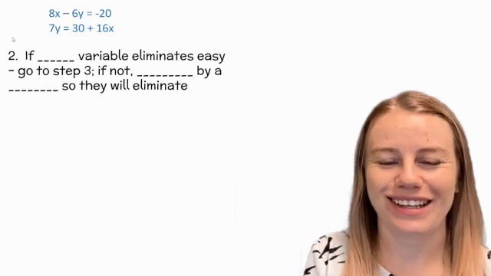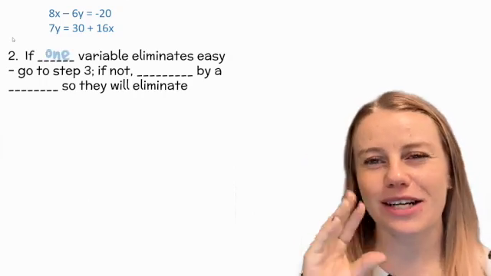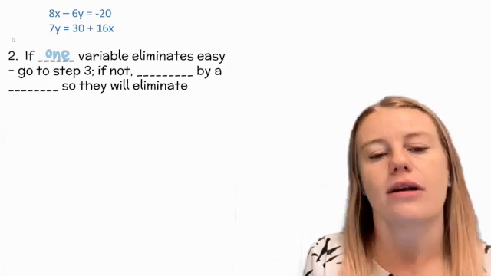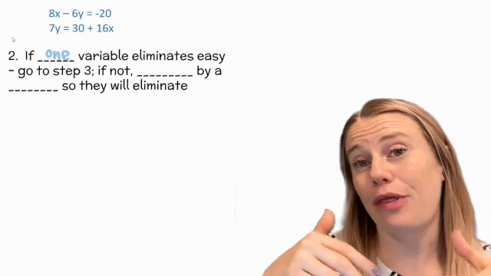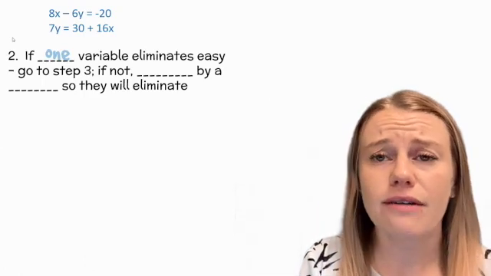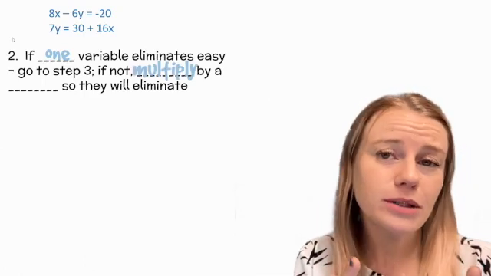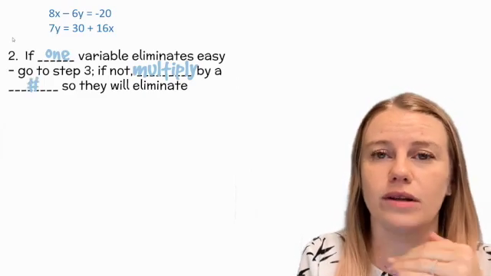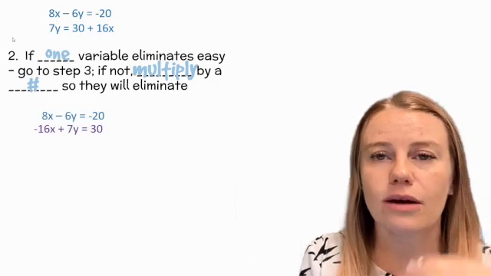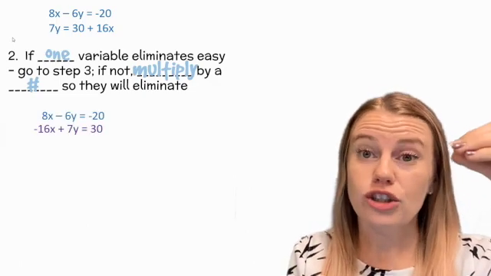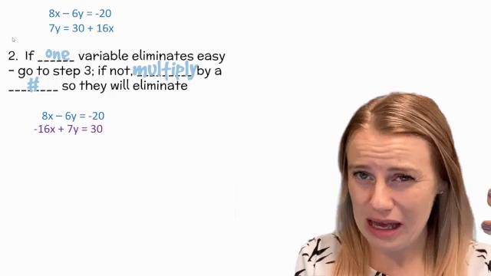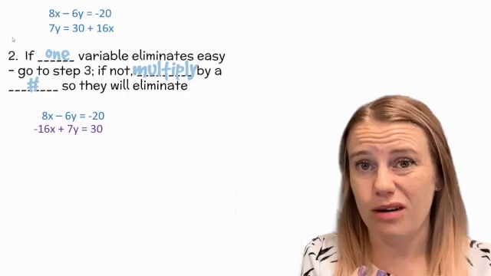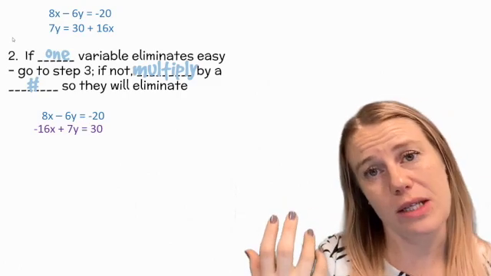Step two is, this is where it gets a little tricky. If one variable eliminates easily whenever we're adding them together, then we go ahead and move to step 3 to add them together. If not, we're going to have to multiply by a number so that one of them will eliminate. Now, what do I mean by eliminate? I mean that I want one of my variables to go away. How do I make it go away whenever I'm adding? Well, they need to be the same number, and one needs to be positive and one needs to be negative.